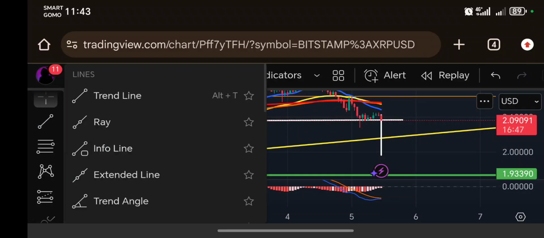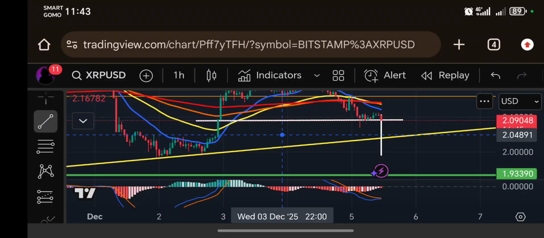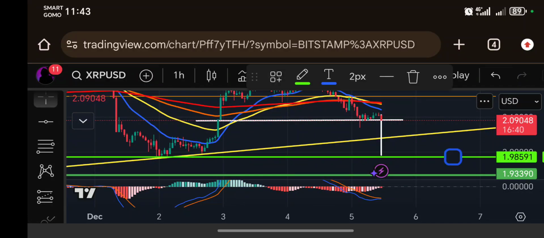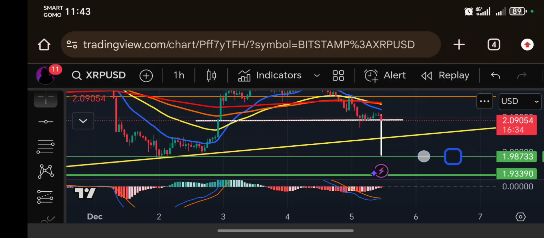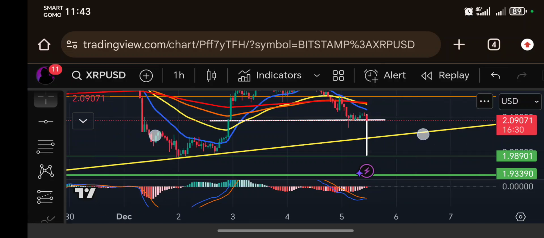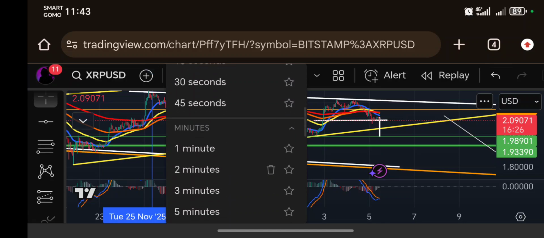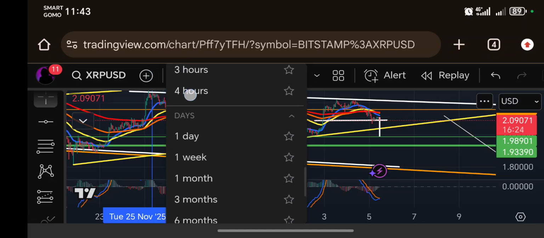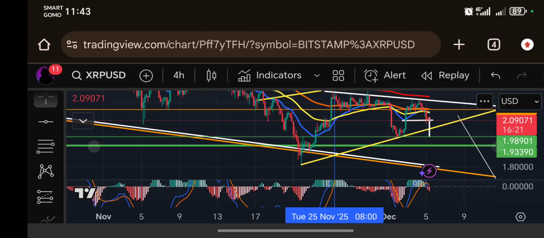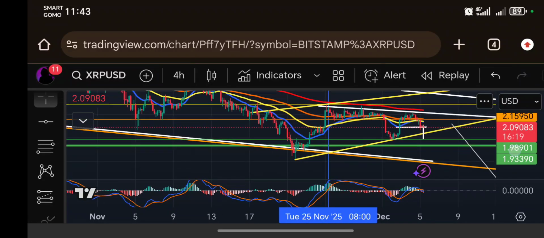So in a short-term time frame, expect this. Okay, I'm gonna call this one like this, right? Okay, 1.98. Let's just see how it plays, but this one is my short-term price prediction for them.